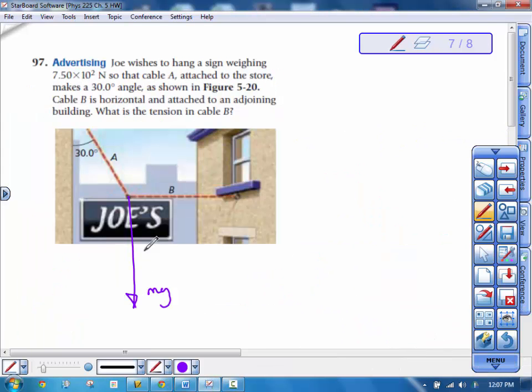Okay, the next problem gives us a sign that's hanging by two cables. And the weight of that sign they give us is 7.5 times 10 to the 2 newtons. This cable makes a 30-degree angle right here. They want to know the tension in cable B right there. So this is a tough problem. We're going to have to basically break it down into x and y, and we're going to have to write a system of equations based on the tension in the cable.